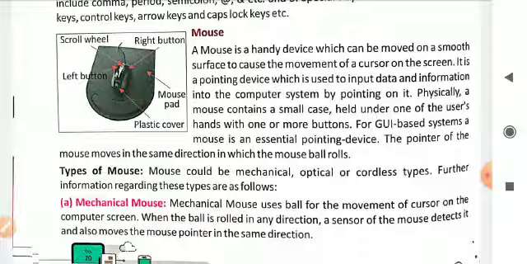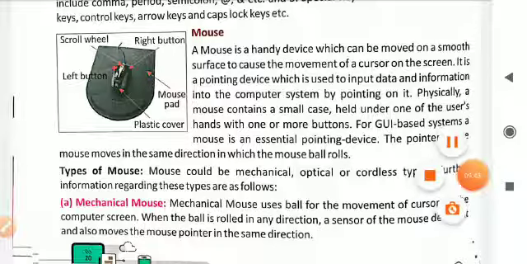The pointer of the mouse moves in the same direction in which the mouse ball rolls. जैसे जैसे हमारा बॉल रोल होता है माउस का, वैसे वैसे हमारा पॉइंटर मूव होता जाता है सेम डायरेक्शन में. So here are some types of mouse also. Mouse could be mechanical, optical or cordless types. Further information regarding these types is as follows.